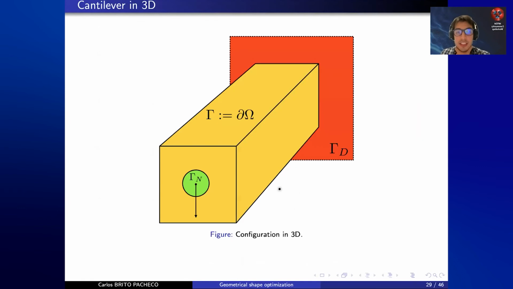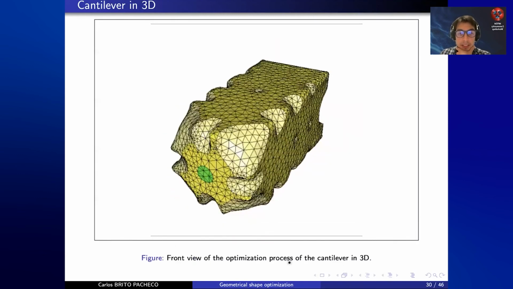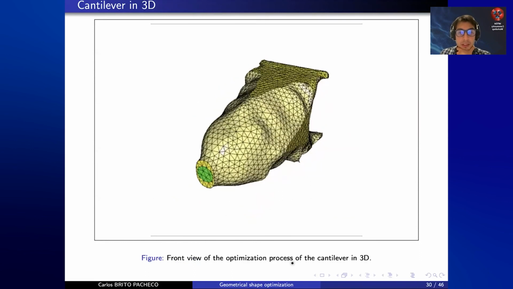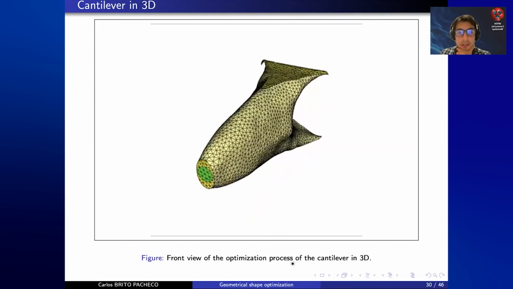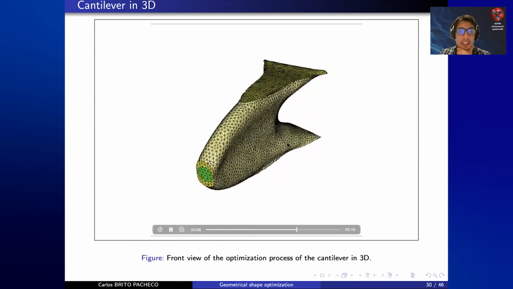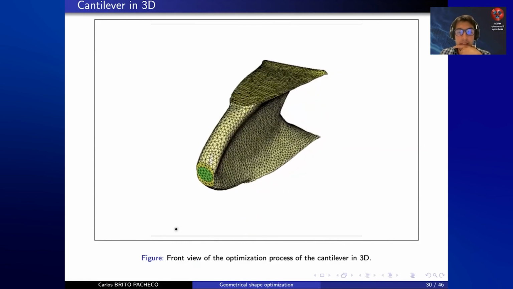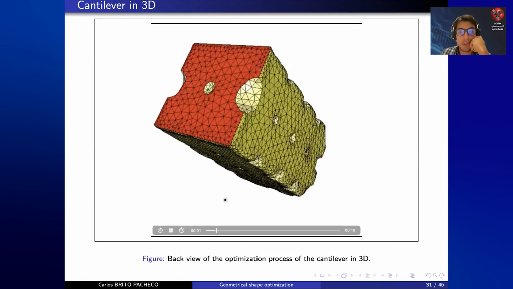Okay, so we can do the same in 3D. We can just extend the algorithm to 3D and just consider a pull-down force here. So this is the front view of the optimization process. So it also takes the form of a cantilever, but this time in 3D. We have the back view of the optimization process.